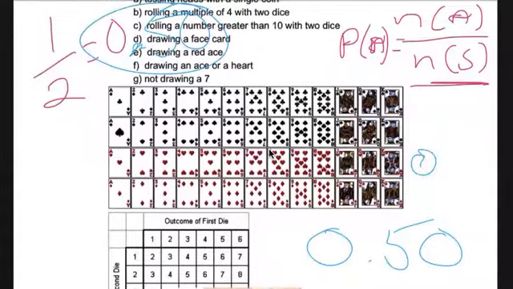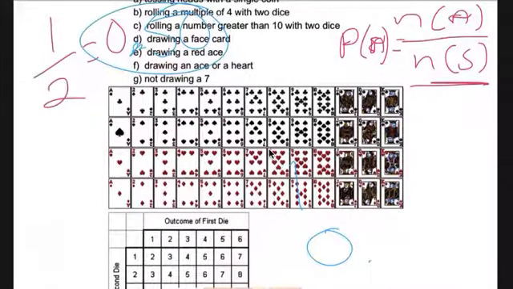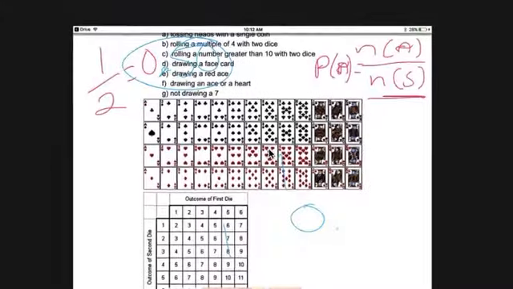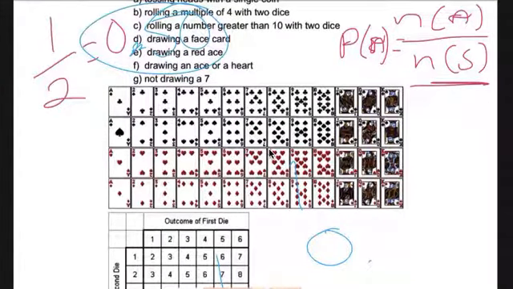Okay, let me just see if I can erase all this stuff. Okay, as it erases, we'll go with B, the probability of rolling a multiple of 4 with 2 dice. So for this one here, what I want you to look at is this table at the bottom. A multiple of 4 with 2 dice, well, that'll be a 4, an 8, or a 12.